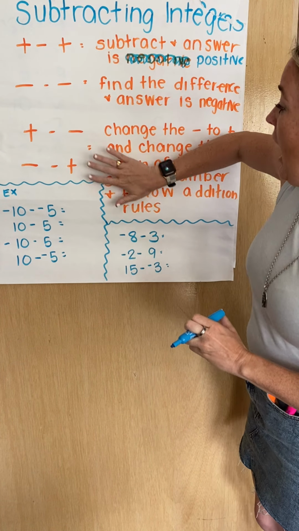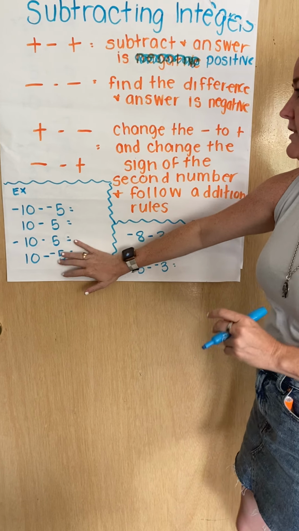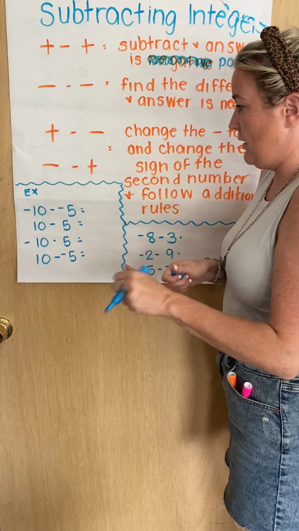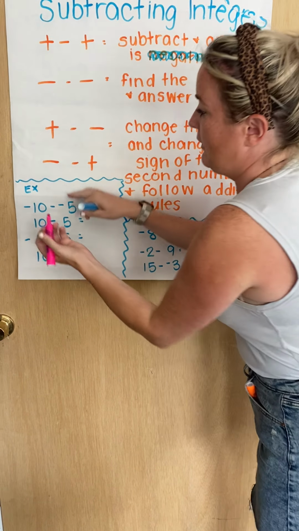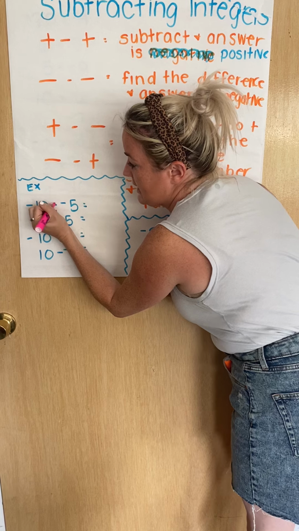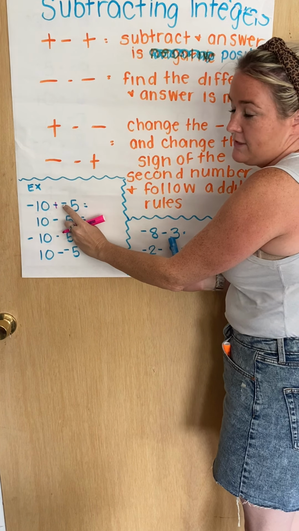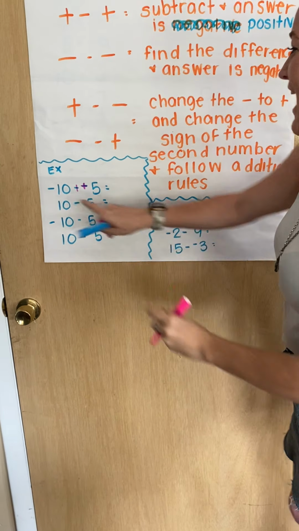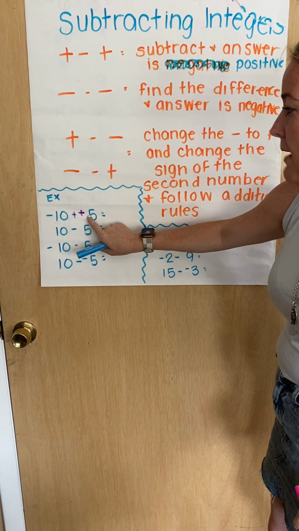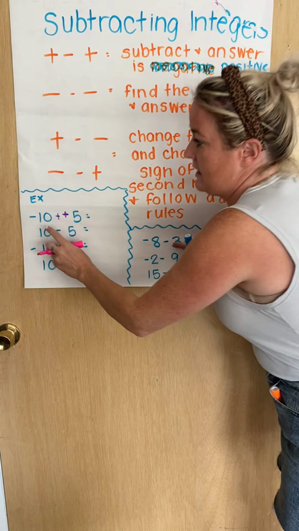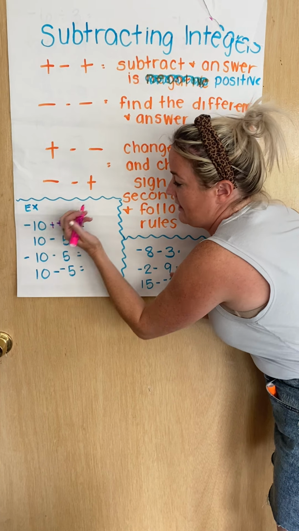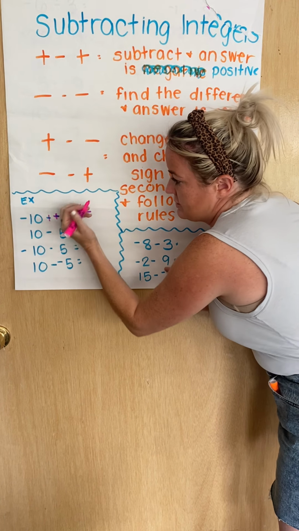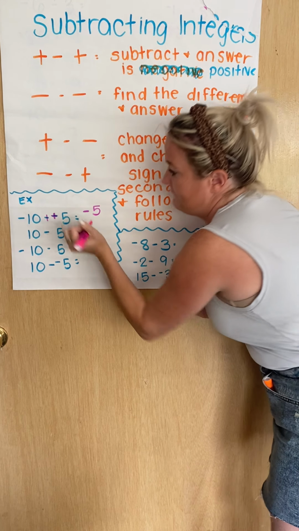So I am just going to go over this over here because this is a little tricky. If I have negative 10 minus negative 5, I'm going to change my subtraction sign to an addition sign. And since this is a negative 5, I need to make it a positive 5. So I have negative 10 plus positive 5. I'm going to follow my addition rule. Since this has a larger absolute value, I'm going to leave it negative. And then I'm going to subtract because my signs are different, and I'm going to get negative 5.